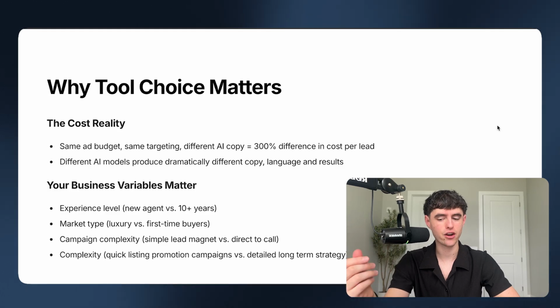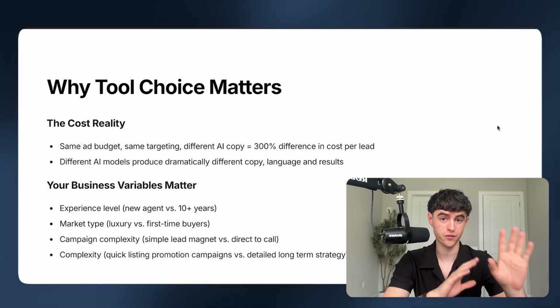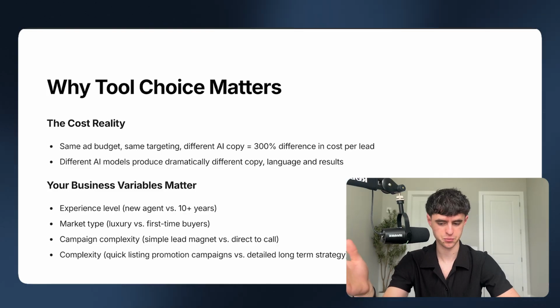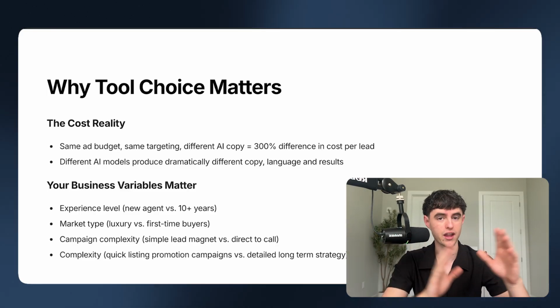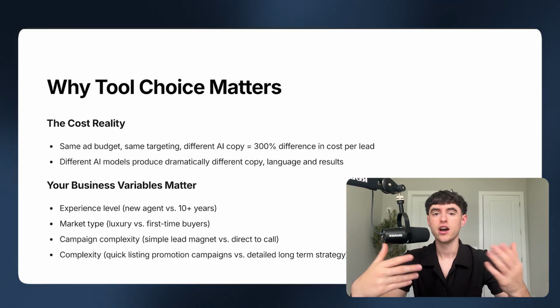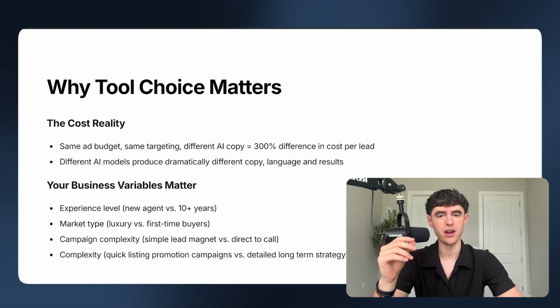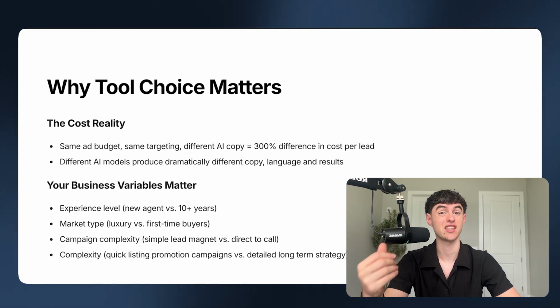Another thing that matters is your business variables. Certain AI models are going to work well for certain variables within your business. Experience level matters. If you're a new agent, ChatGPT 5 might be better. If you're in a luxury market, Claude might be working better. Campaign complexity, maybe Notebook LM is going to work better for you. But you need to know which AI model makes the most sense for you because they all have specific tasks that they do the best.